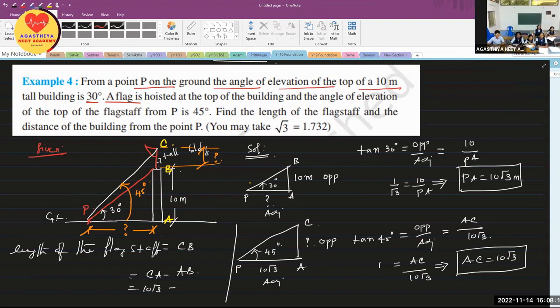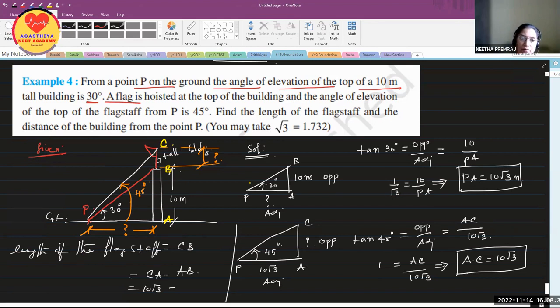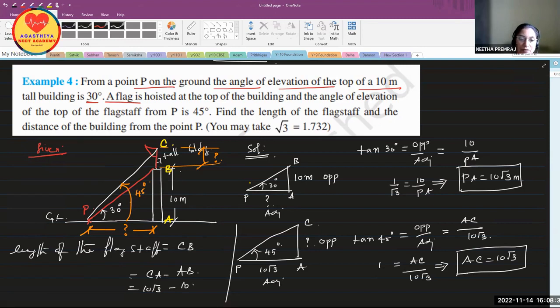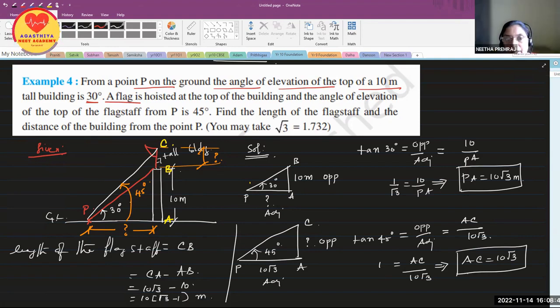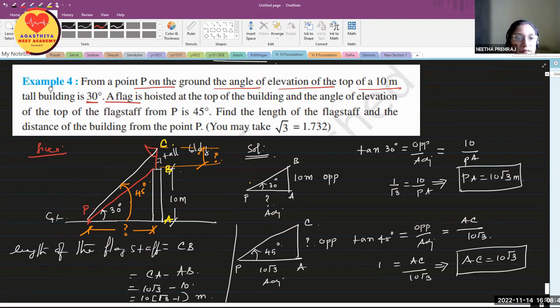Wait, 10 plus 10. Yeah, I got it. So 10 root 3 minus 10. If you take 10 outside, it is 10 times (√3 minus 1) meter. That's it. Make a note of it.